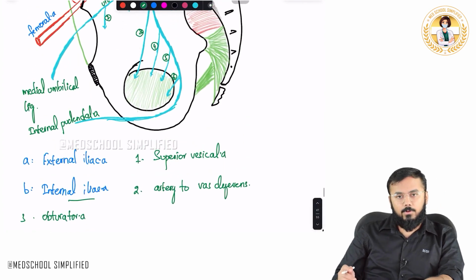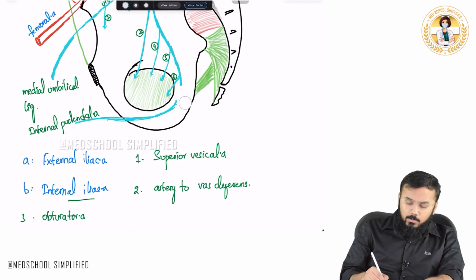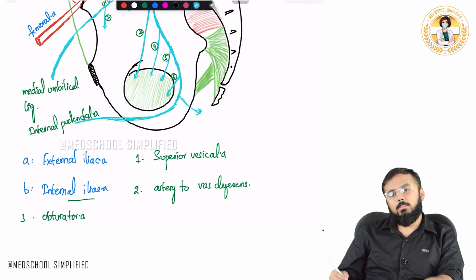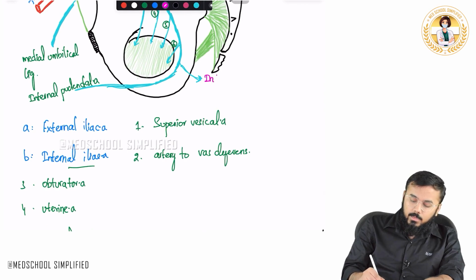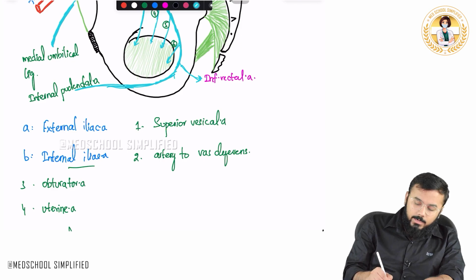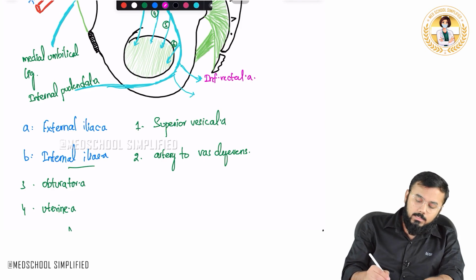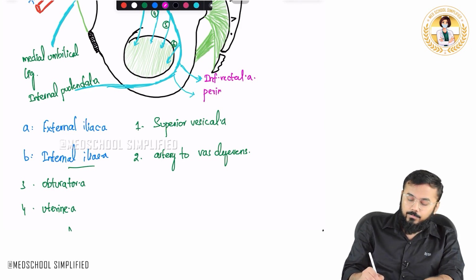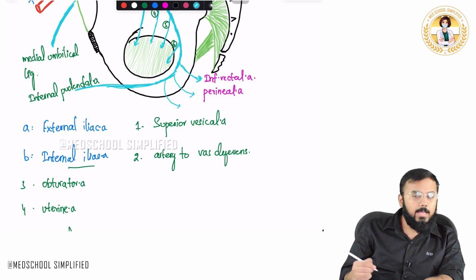Apart from this, the next important branches which we can see over here: it gives one branch like this outside in this way. This is called the inferior rectal artery. Now after that it gives another branch like this. This is called the perineal artery. And next it gives the third branch in this way.